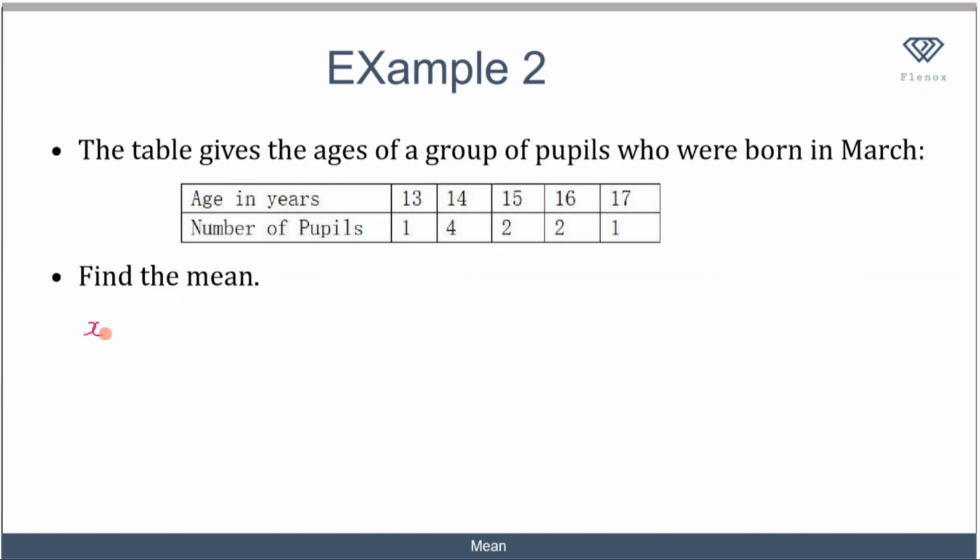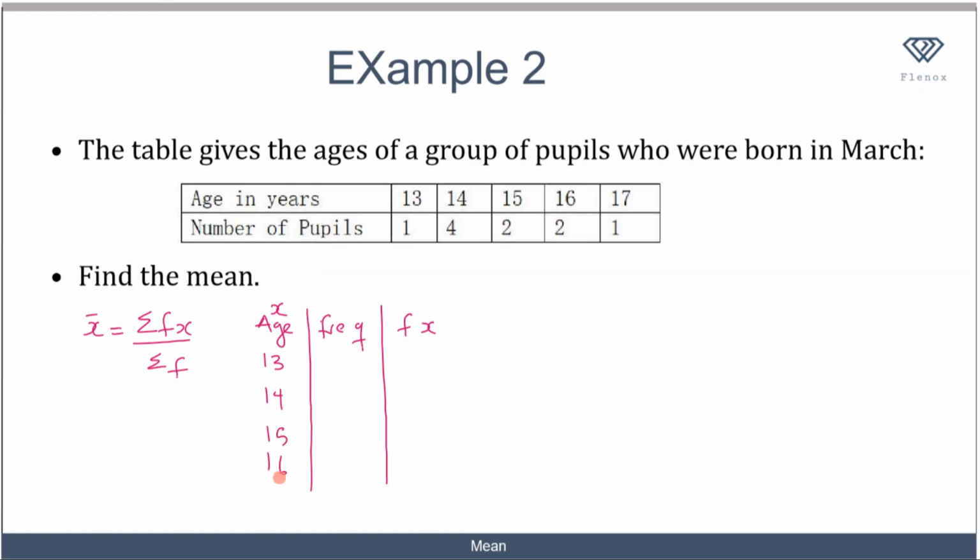For this kind of grouped data, the mean will be equal to the summation of f times x over the summation of f. So I can quickly draw this out. I have my age, which is my x, and my number, which is my frequency f, so I can easily calculate fx. For my ages, I have 13, 14, 15, 16, and 17. For my frequencies, I have 1, 4, 2, 2, and 1.